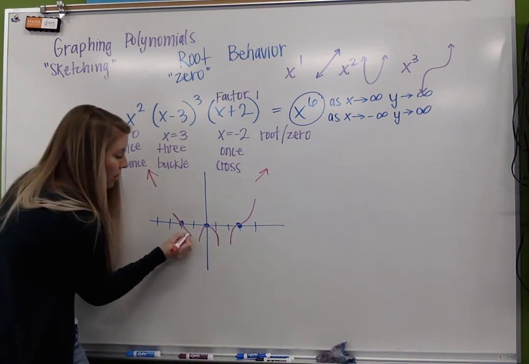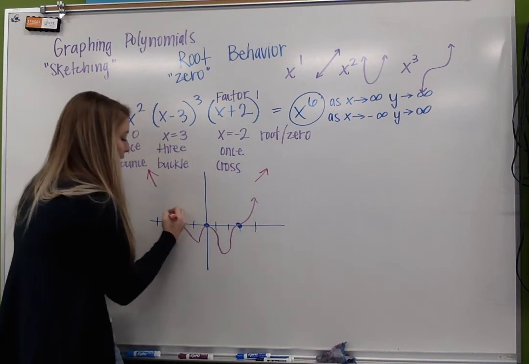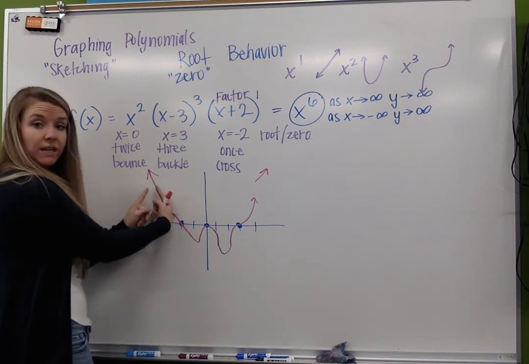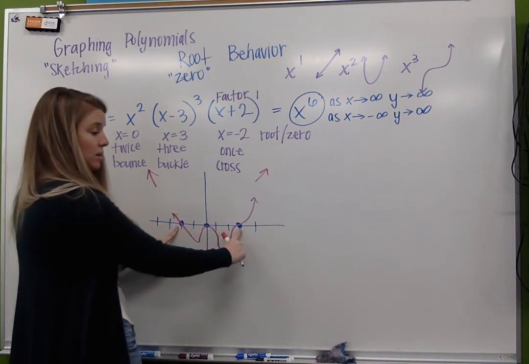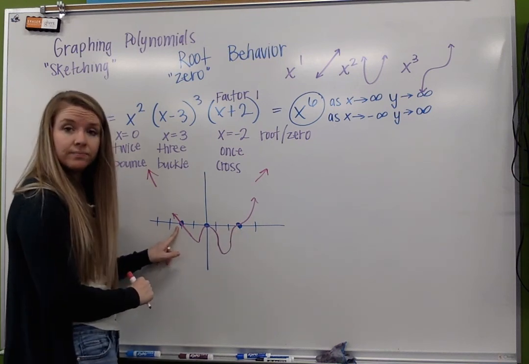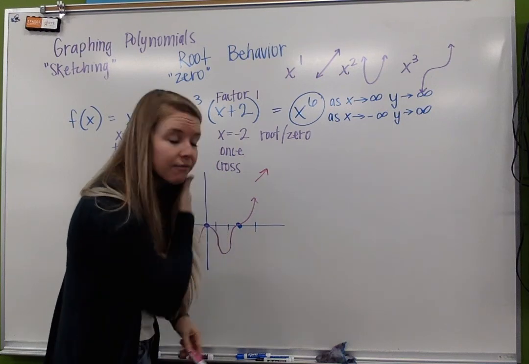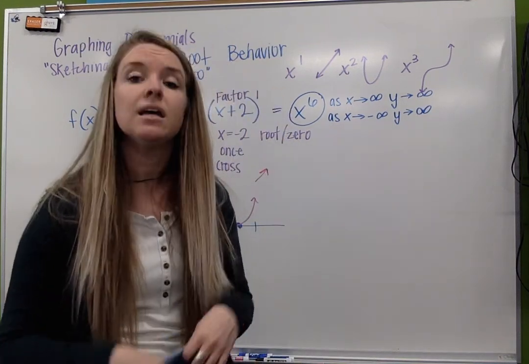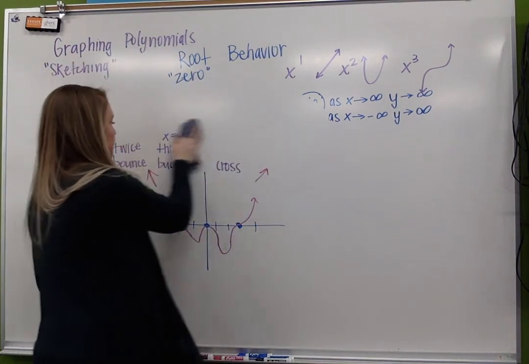So all I've got to do now is come in and connect my points, and there's a sketch of that polynomial. Going to infinity, cross, bounce, and a buckle. Okay? All right, so we're already at 5 minutes, but I'm going to go ahead and work through a second example just so we can see it. Make sure we're feeling okay.